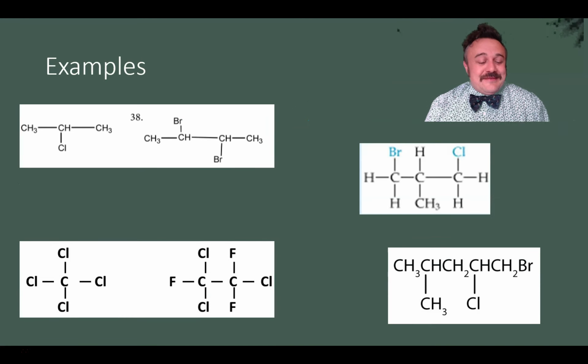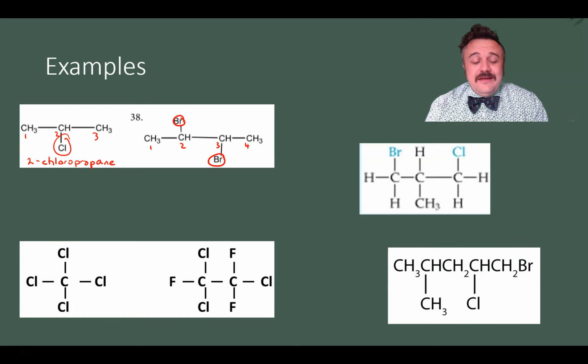So let's have a look at some examples. First off, we go 1, 2, 3, and there's a chloro. So we know it's prop, and it's an ane, and it's a chloro, which means it's 2-chloropropane. Then we go here, and there are 2 bromo groups, and they are on the 3 and the number 2. So it becomes 2,3-dibromo, and it's 4, so butane.